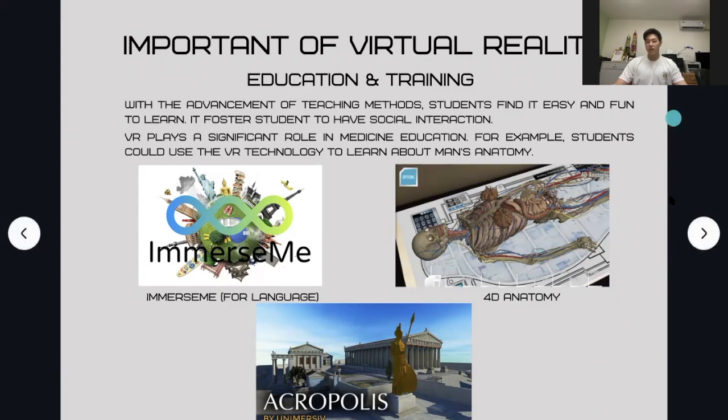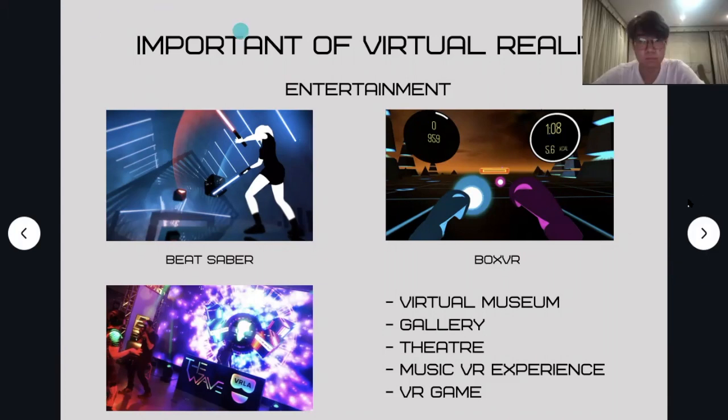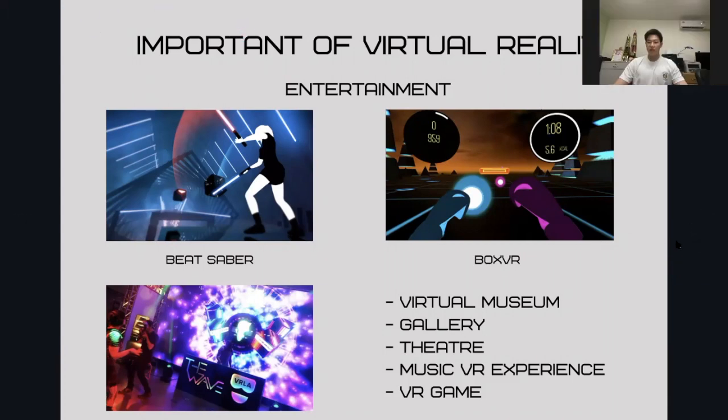For example, for anatomy, there is one for medical education, Immerse Me for studying different languages, and Unimersiv for seeing ancient cities and learning history. Next, second, VR is for entertainment, such as virtual museums, VR galleries, and theaters. And if you have a private room, you can enjoy a music experience right in the web application. The most popular thing is VR games on PC and PS4 platforms like Beat Saber, which you can play for a lot of hours to beat your high score, or play Box VR, which lets you work out at the same time.